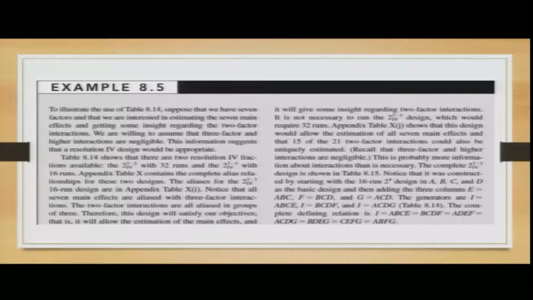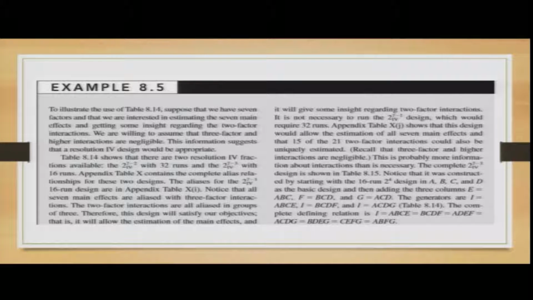Therefore, this design will satisfy our objectives, that is, it will allow the estimation of the main effects and it will give some insight regarding two factor interactions, which is our main focus. Again I am saying it is 2 to the power k minus p, whatever that is, not 3, not 4. It is not necessary to run the 2 to the power 7 minus 2 design, which is k minus p, which would require about 32 runs.